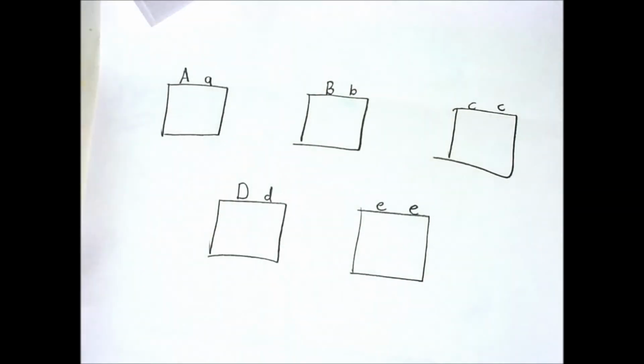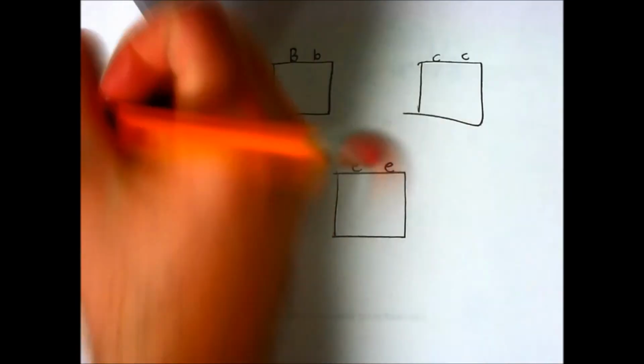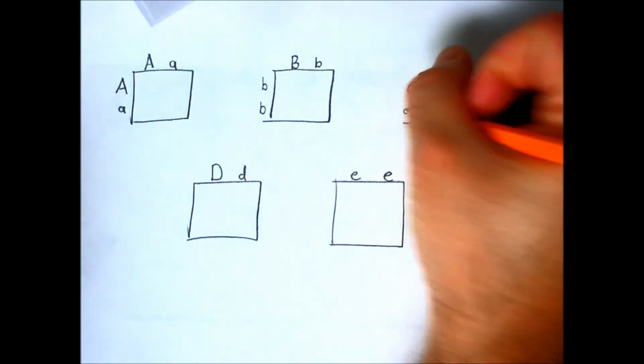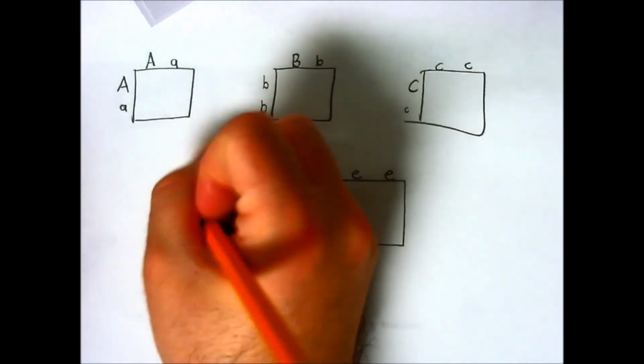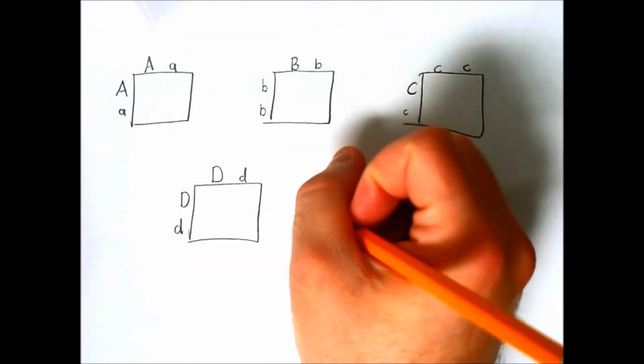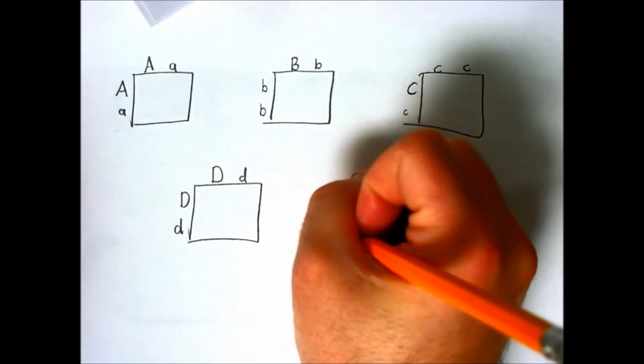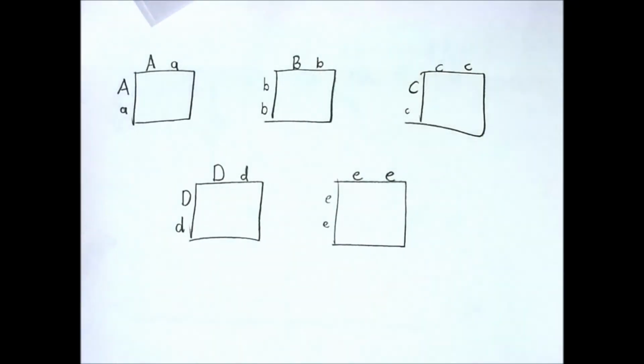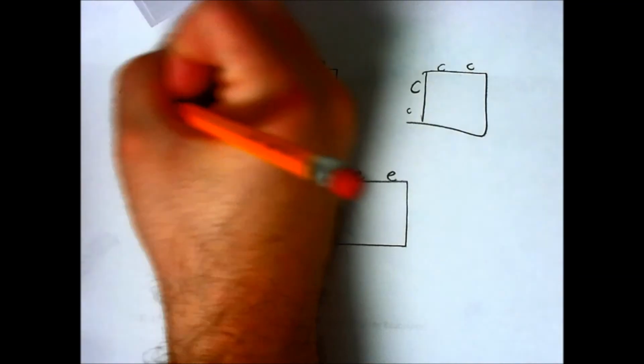Then the male parent was heterozygous for A, recessive for B, heterozygous for C, heterozygous for D, and then recessive for E. And they wanted to know, given those 2 parents, what is the chance that their child is phenotypically the same as the first parent? So let's do these crosses real quickly.